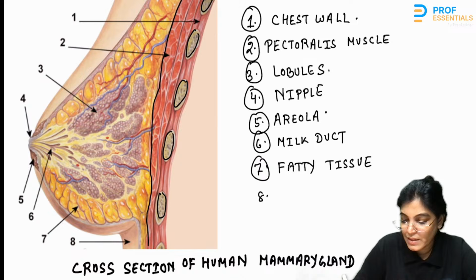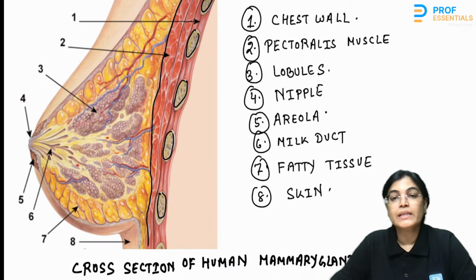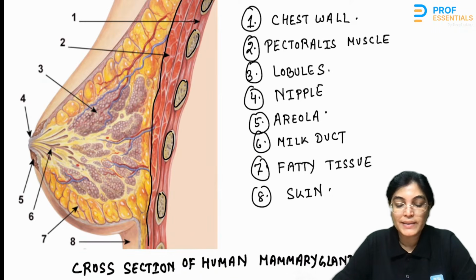And what is 8? That is skin. What is it? That is the skin. Okay. So we can see important structures in this cross section, which you have to identify.